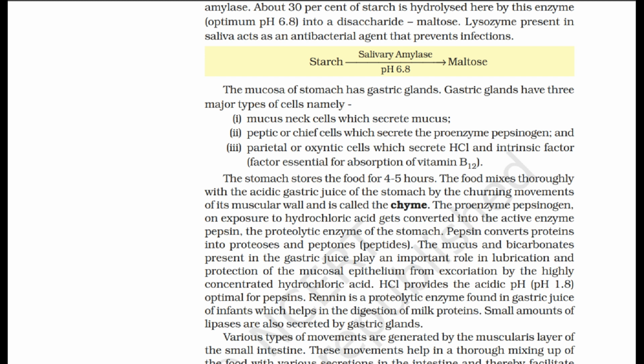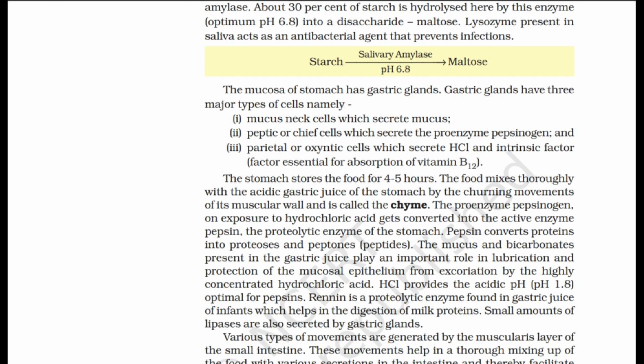The mucus and bicarbonates present in the gastric juice play an important role in lubrication and protection of the mucosal epithelium from excoriation by the highly concentrated hydrochloric acid. HCl provides the acidic pH 1.8, optimal for pepsin. Renin is a proteolytic enzyme found in the gastric juice of infants which helps in the digestion of milk proteins. Small amounts of lipases are also secreted by gastric glands.